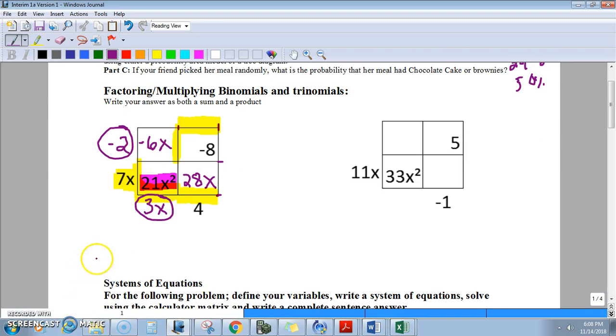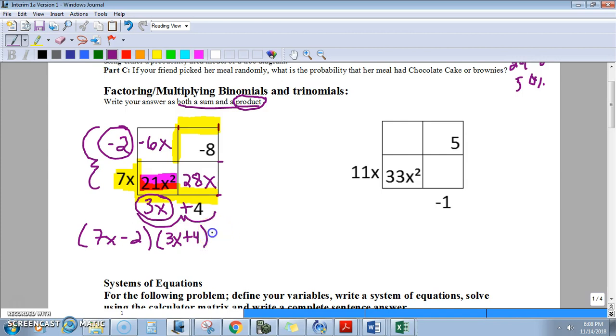Now, what I need you guys to remember is to write it as both a sum and as a product, and we'll write them equal to each other. So the product is the outside sides. So this side is 7x minus 2. And this side is 3x plus, that 4 is positive, 3x plus 4.